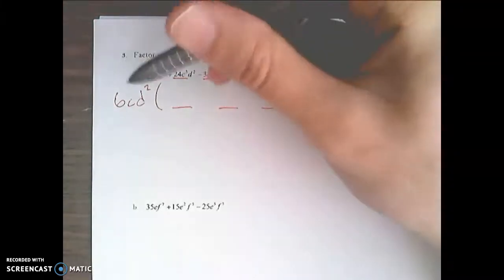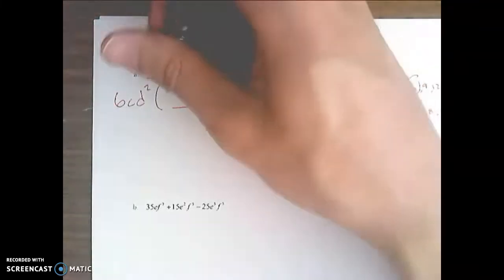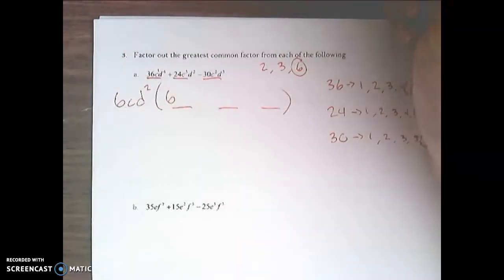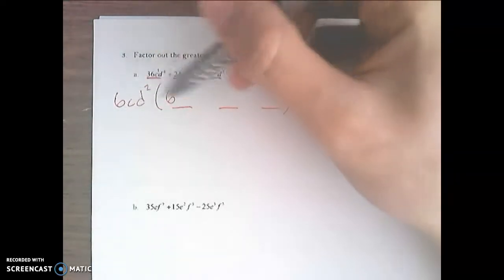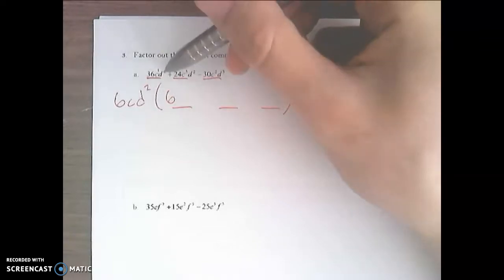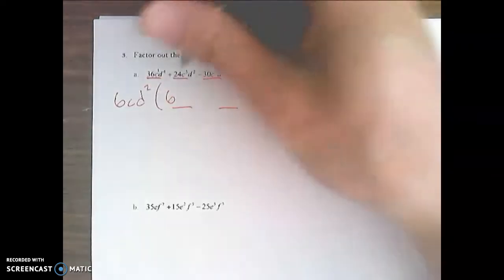For the numbers, what number times 6 gives us 36? That number is 6. For the variables, we have c to the 1. We already pulled out 1c, so we don't have to write a c. Here we have 4 d's. We pulled out 2. We have 2 left over.